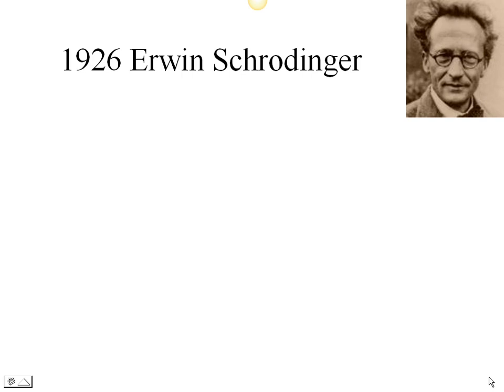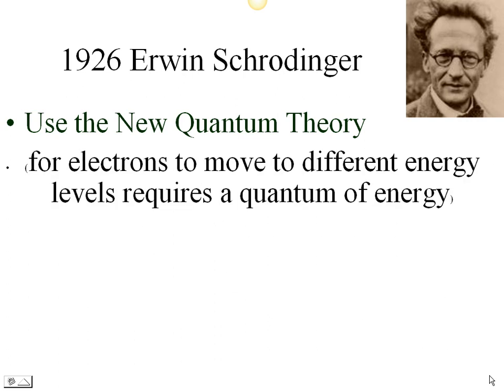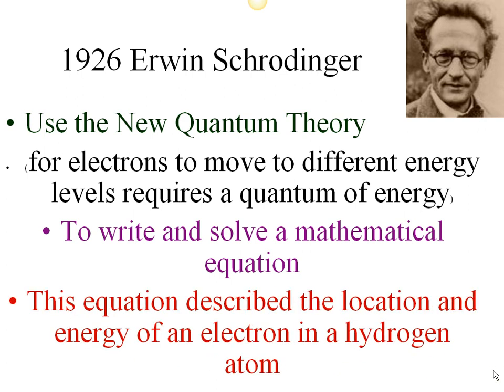In 1926, Erwin Schrödinger used the new quantum theory. For electrons to move to different energy levels requires a quantum of energy. A quantum is a small packet of energy. To write and solve a mathematical equation, this equation describes the location and energy of an electron in a hydrogen atom.